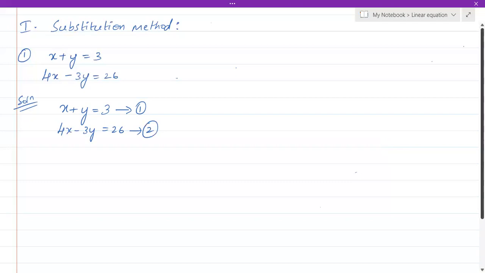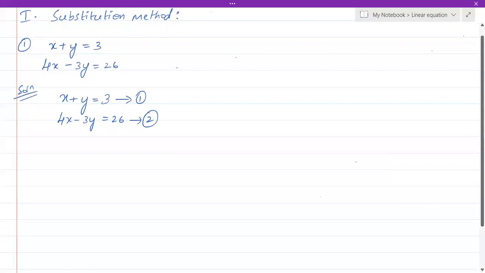In the next step, what we are going to do is choose any one of the equations. It's your wish. Select any one equation, either the first equation or the second equation. I usually select the first one. Let me take the first equation. What is the first equation? x plus y is equal to 3.